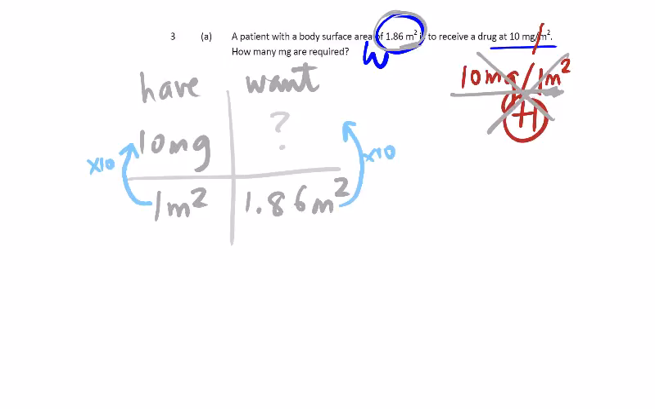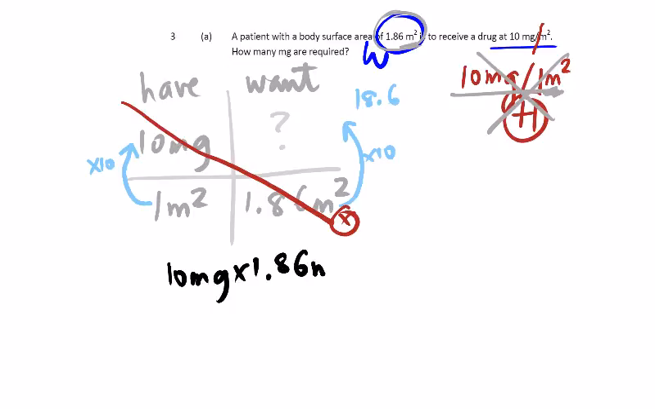18.6 is our answer. But let's see. We think that's the answer. There's not an estimate, but final answer. But we can also do the full equation. Looking at the main diagonal, we multiply those two numbers. So we get the 10 milligram multiplied by 1.86 meters squared, and then divide by the 1 meter squared.